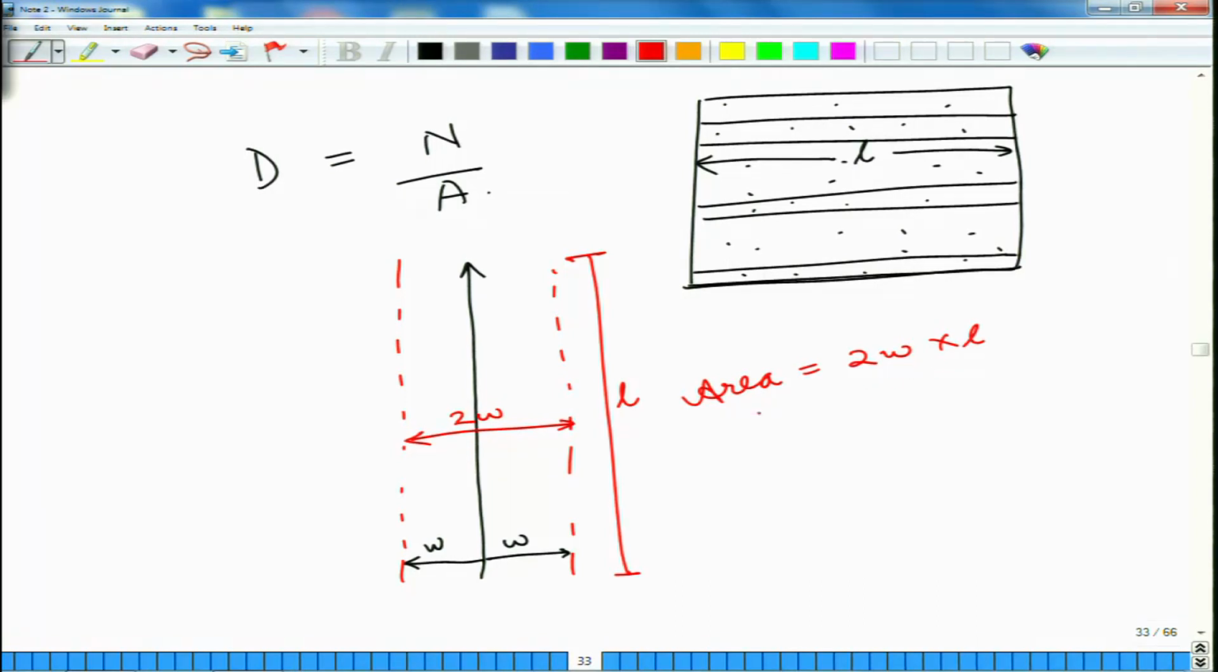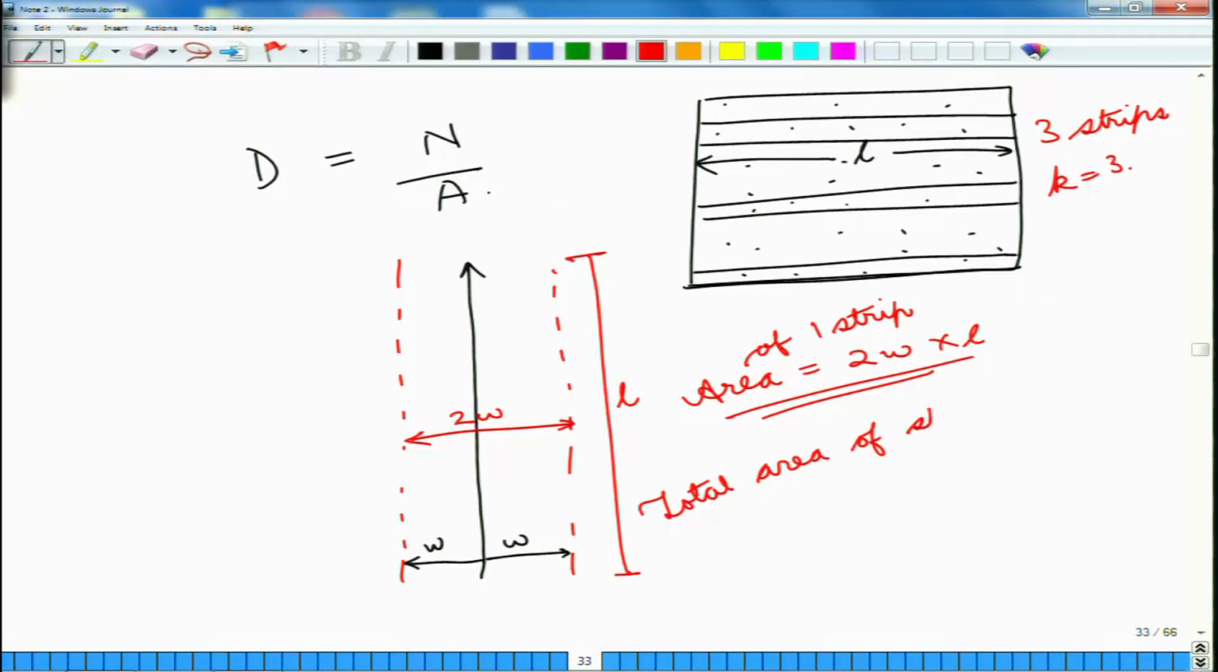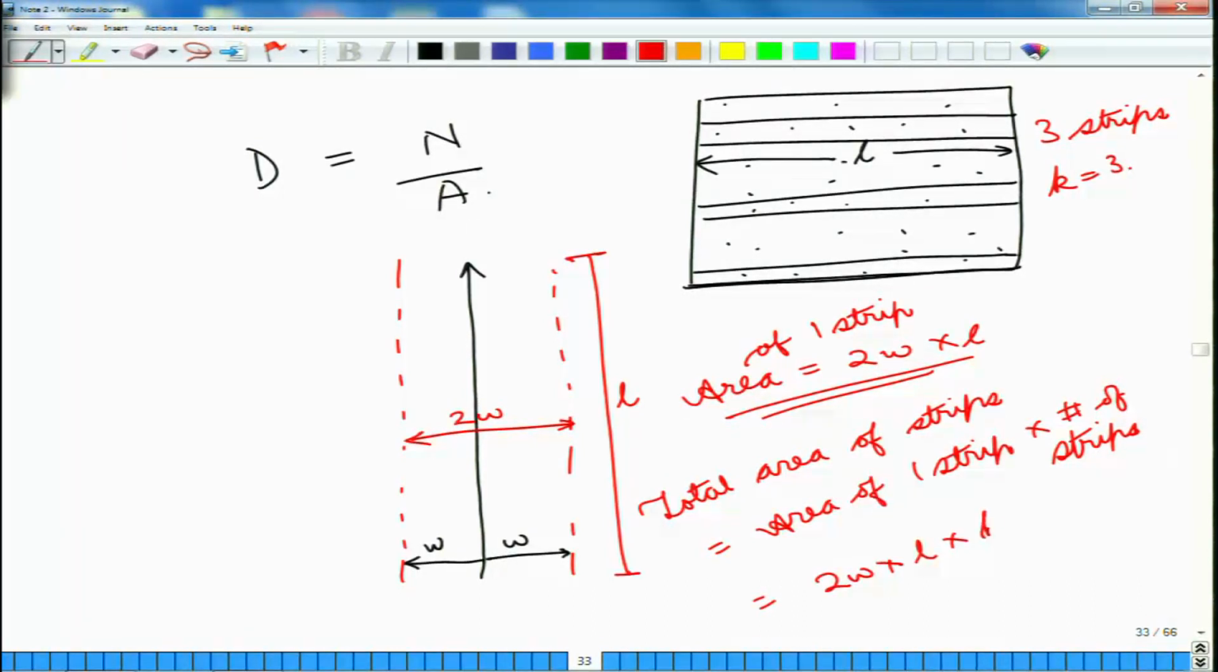Now, this is the area of one strip. Suppose I took k number of strips. In our example we had 3 strips, so k is equal to 3. So, the total area of strips is the area of one strip multiplied by the number of strips. So, in this case it becomes 2W into L into k.